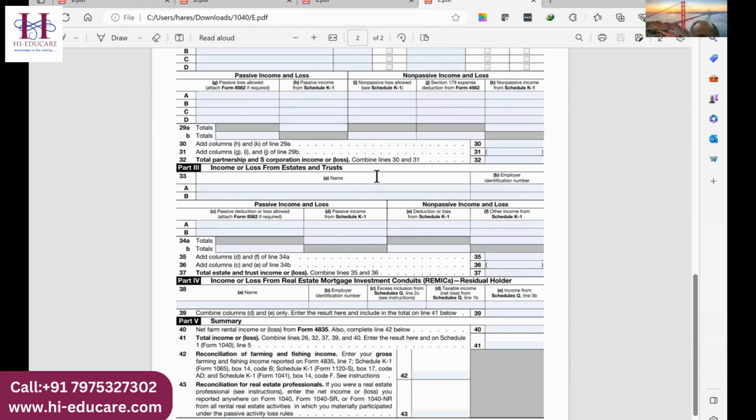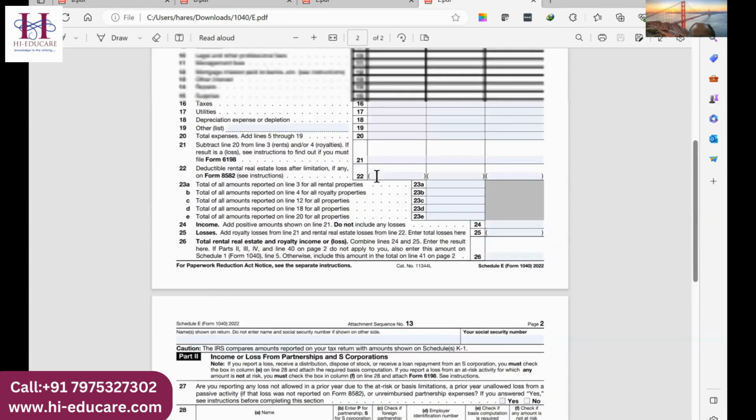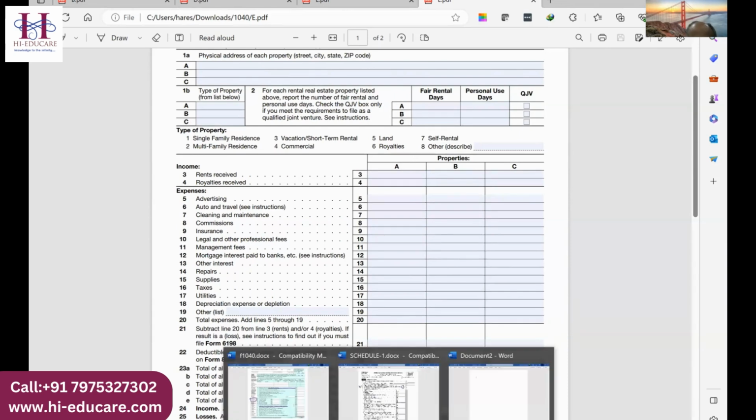Even the trust also, when the trust distributes the money, the beneficiary is required to include in her or his income whatever money they receive from the trust and from the estate, and the income and loss from real estate mortgage investment. So these are basically the passive income. You can see Schedule E, these are basically passive income, and it is flowing to Schedule 1, right? Schedule 1. So let me repeat again.